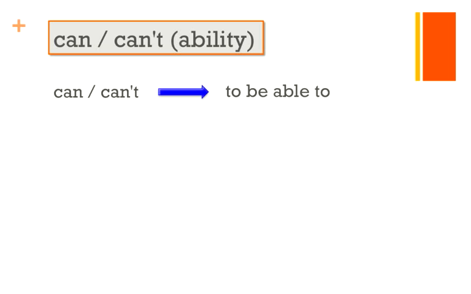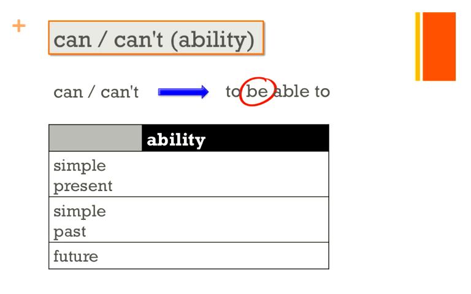So, to be able to is the so-called substitute form, the replacement form. It's exactly the same as can, and it can be put in its place. To be able to can be put in all the different tenses, like the will future and the past perfect, and this is the solution to your problems. Let's have a look at the list.